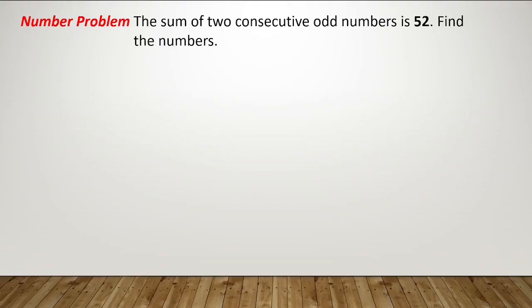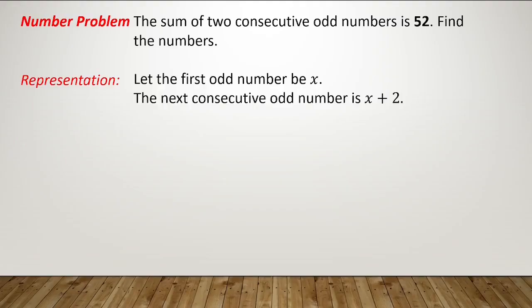The sum of two consecutive odd numbers is 52. Find the numbers. So we are asked of two consecutive odd numbers. So we will start with representation. We let x be the first odd number and x plus 2 be the next consecutive odd number.